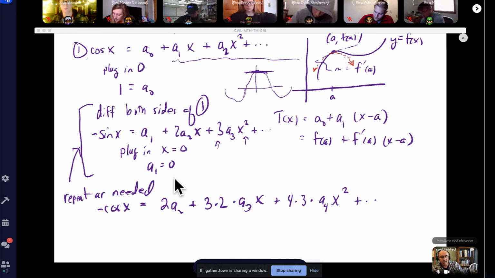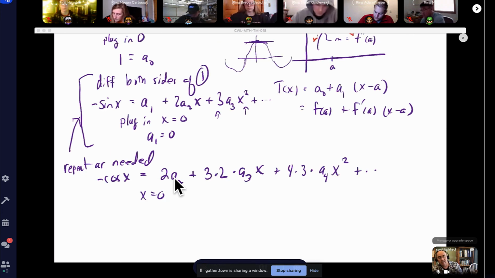Plug in your x equals 0. On the left side, you get minus 1. On the right side, you get 2a2. So a2 equals minus a half. Let's do just one or two more terms.